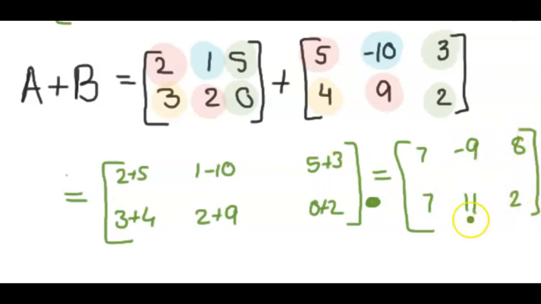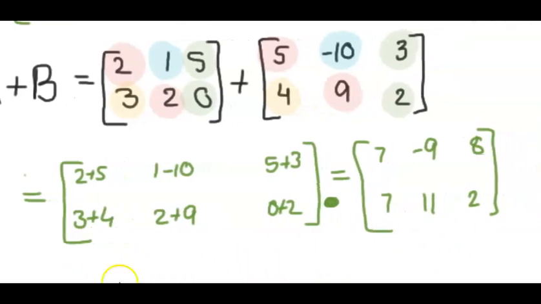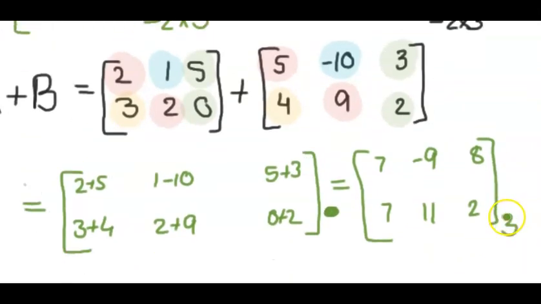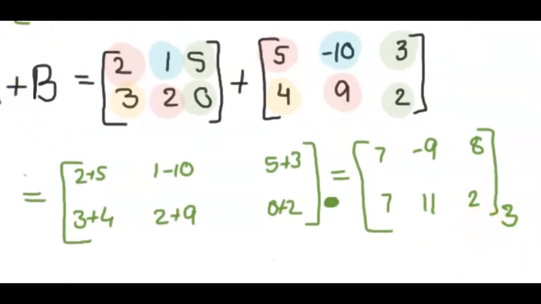And look at the order of the resultant matrix. The order of the resultant matrix is still 2 rows and 3 columns. So 2 cross 3, same as above. You do addition and subtraction, the order does not change. Remember, order does not change. Order remains the same.